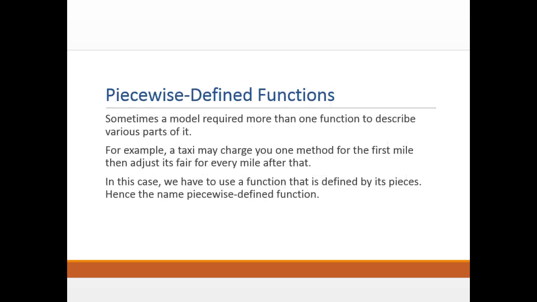Our last topic is what's called a piecewise defined function. Sometimes a model requires more than one function to describe its various parts. An example would be that of a taxi. When you get in a taxi cab, a lot of times they will charge you one method for the first mile or the first tenth of a mile or quarter mile, and then after that they charge you in a different method. In this case, we have to use a function that's defined by its different pieces, hence the name piecewise defined function.